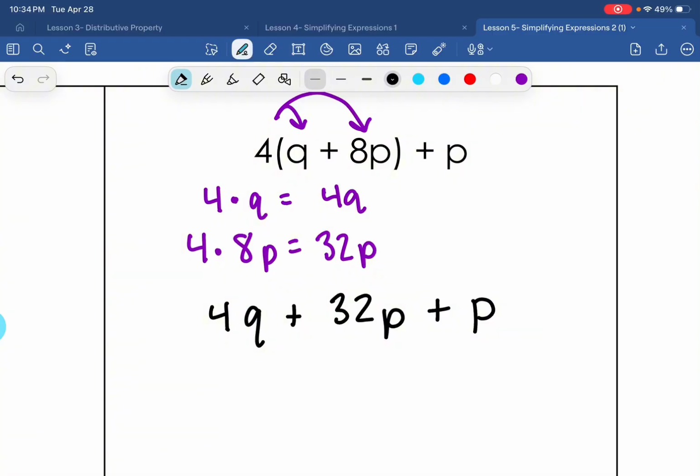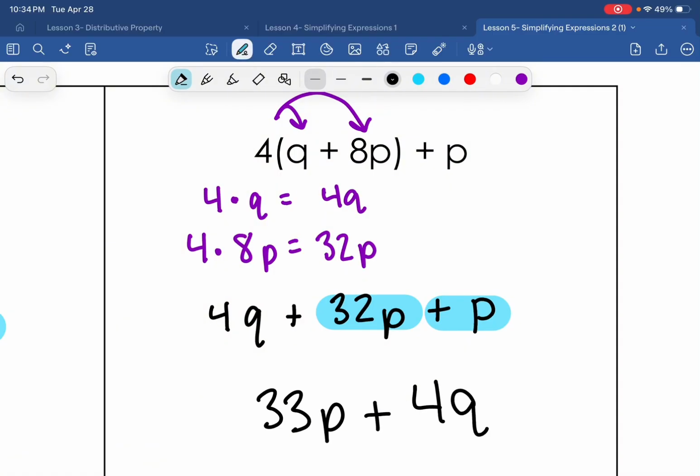Okay, now I'm going to look for either constants or things with the same variable. And it looks like I have 32p plus 1p. So 32p plus 1p gives me 33p. And I drop down 4q because it doesn't have anything to combine with.